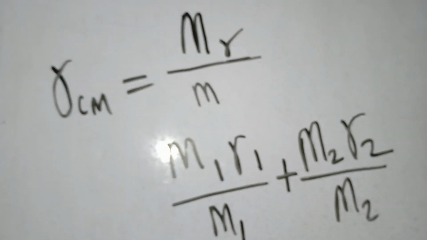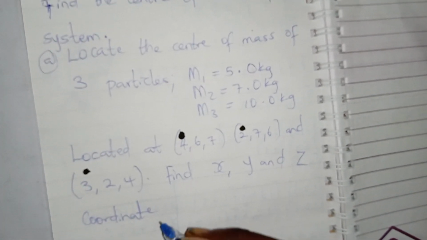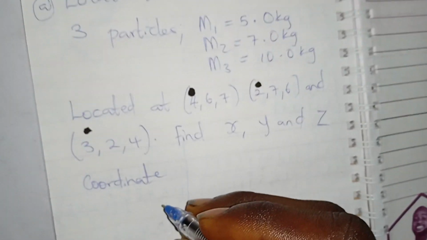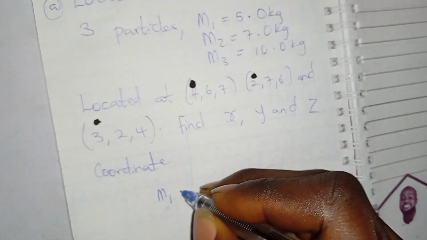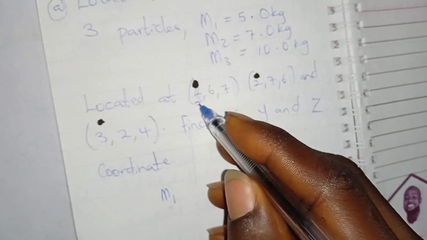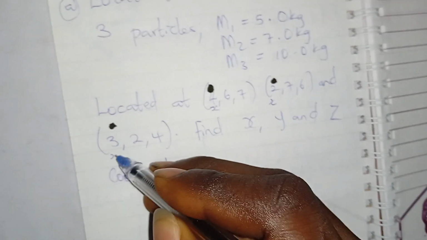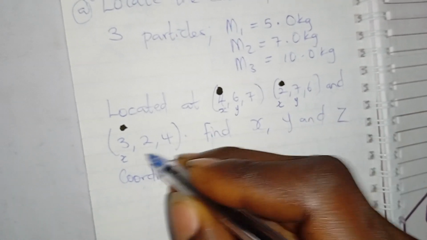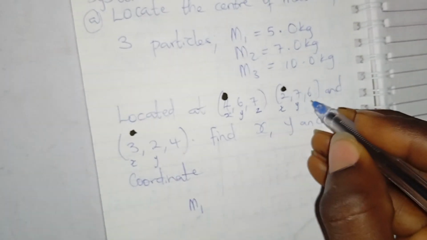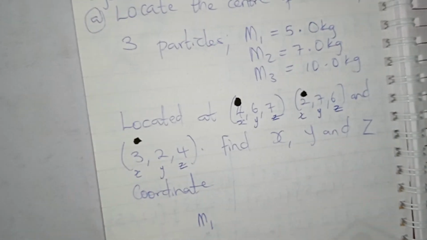So going through this question, we are going to have a situation whereby everything here is X. Everything that comes first is X. Then the second part is Y. And everything here is Z. You need to see this as the distance or location.